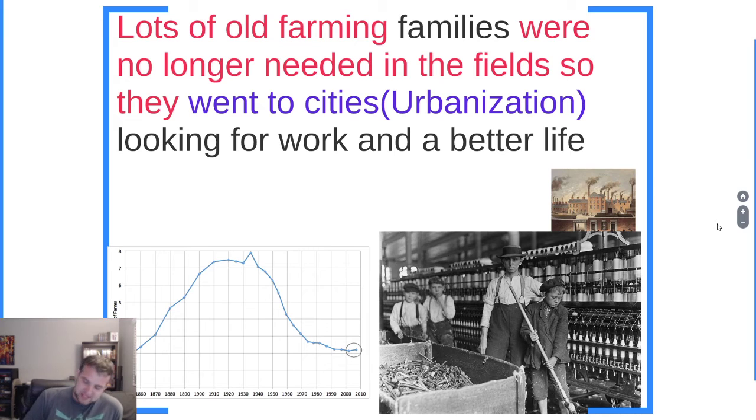So this begs the question. All these farmers are now getting replaced by machines. What are all these old farmers supposed to do? They can't work on a farm anymore. So many of these farmers move into cities and try to get jobs in cities. And this concept is called urbanization, when people are moving into cities to look for work, look for a better life. And a lot of these people are going to end up working in factories in cities. This is kind of what's kicking off the Industrial Revolution here.